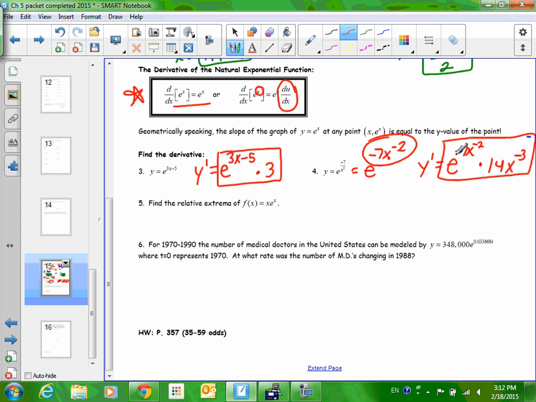I know it's confusing to go back and forth between derivatives and integrals. It will get easier, but it's probably the most confusing part about this semester.